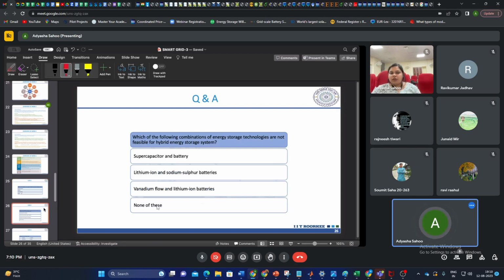Then the second question. Which of the following combinations of energy storage technologies are not feasible for a hybrid energy storage system? We have supercapacitor and battery, lithium ion and sodium sulfur battery, vanadium flow and lithium ion battery, or none of these.